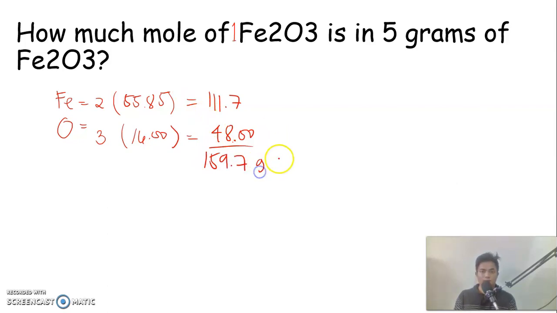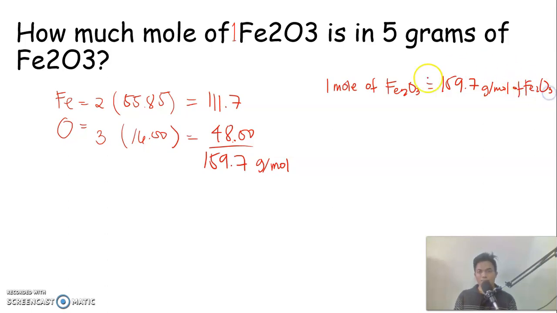This will be grams per mole. So this is a 1 mole unit of measurement. So 1 mole of Fe2O3 is equal to 159.7 grams per mole of Fe2O3. That's how you solve for your molar mass. And remember, the molar mass is equal to 1 mole of that same compound.